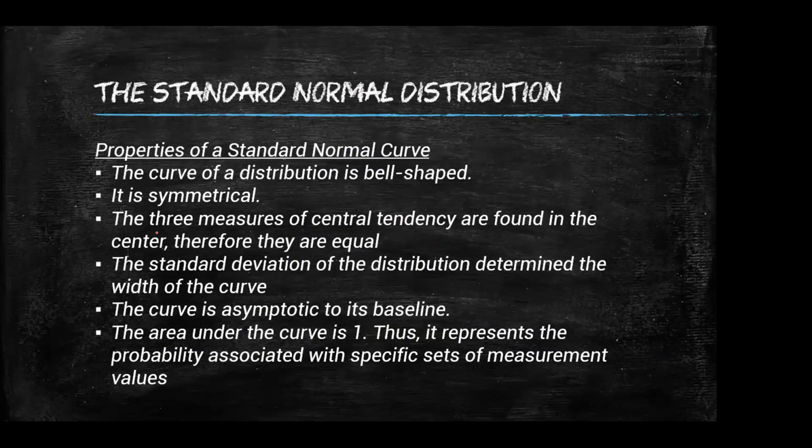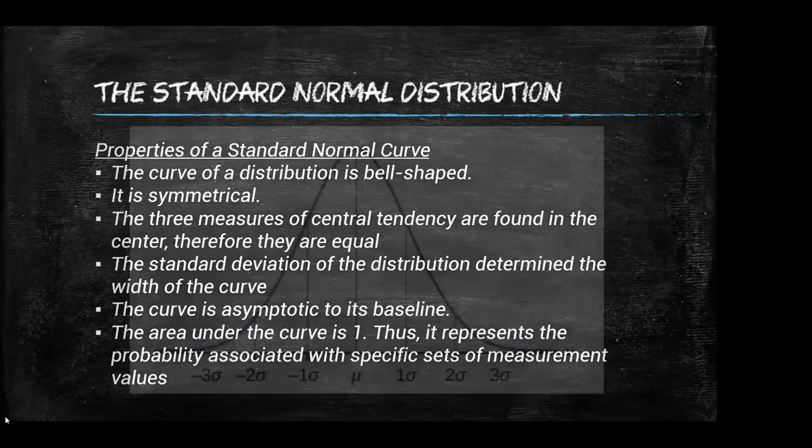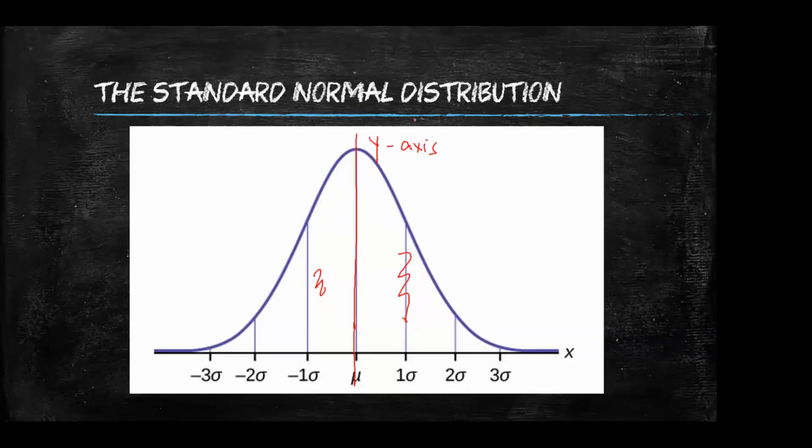Next is the 3 measures of central tendency are found in the center. Therefore, they are equal. By the way, as I've mentioned on the first week and even in the second week, what are the central tendencies that we have? Naalala pa ba? Ano yung mga central tendencies?